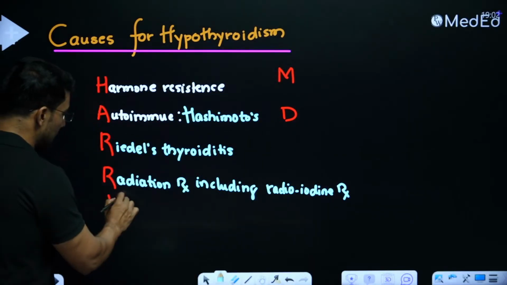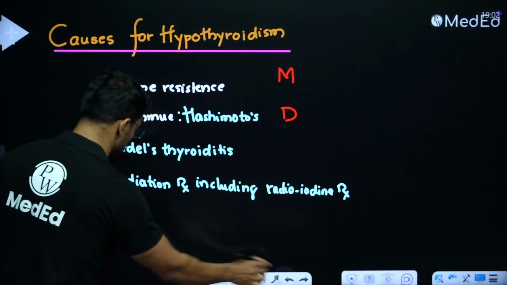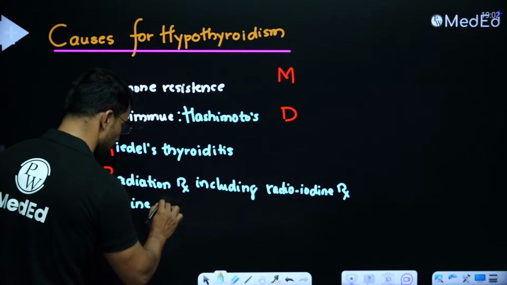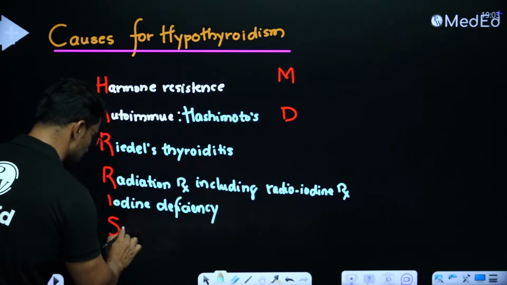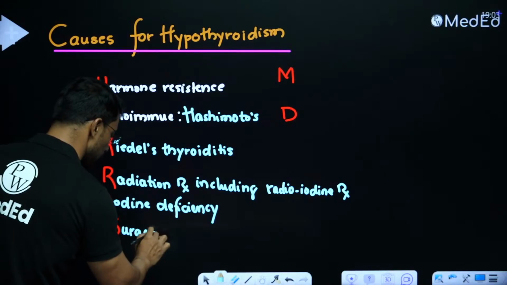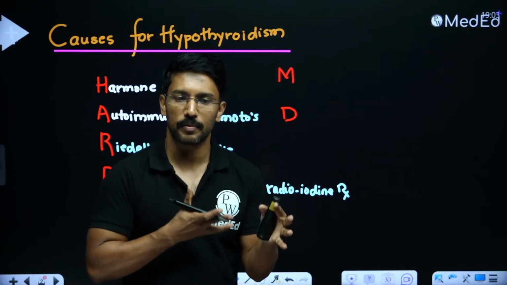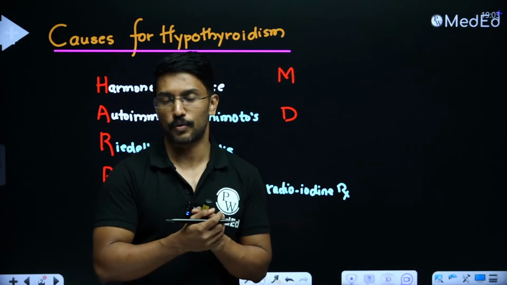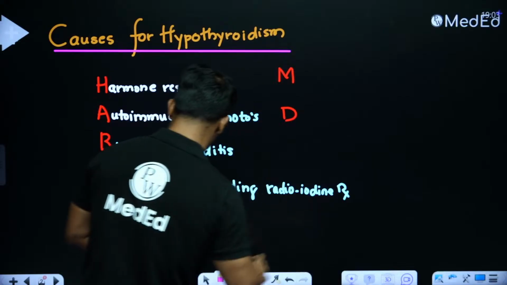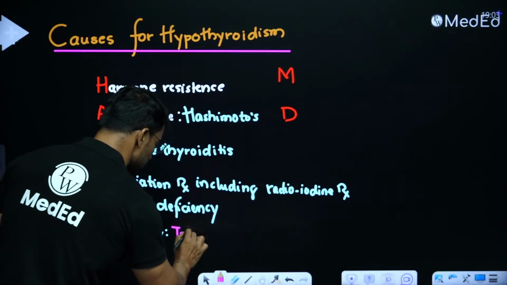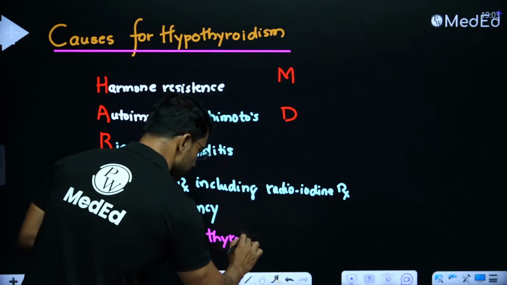Okay. Then I here stands for iodine deficiency. Then S here stands for the surgical causes or surgery, mainly when we have thyroid tumors or Graves' disease which we are not able to manage medically or with the radioiodine. In such cases we go for thyroidectomy. So if someone has undergone total thyroidectomy or subtotal thyroidectomy, they may become hypothyroid.